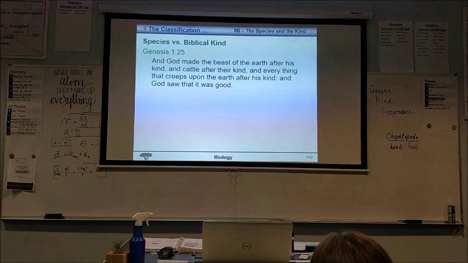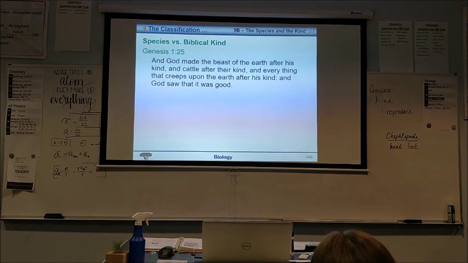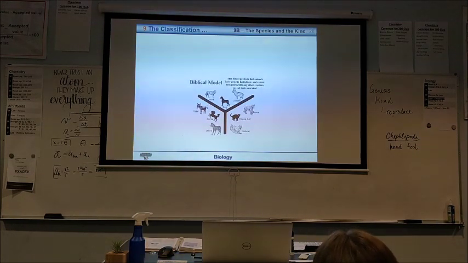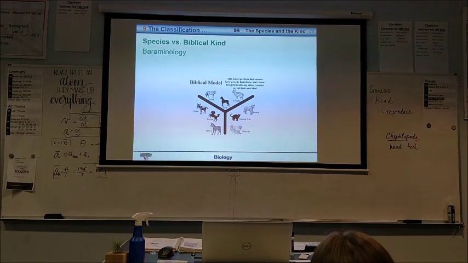"And God made the beasts of the earth after his kind, the cattle after their kind, everything that creeps upon the earth after his kind, and God saw that was very good." So the idea of kind, in other words, they reproduce the same thing that they are. Now, the only problem is what are we going to do with some animals that we have as different species that could possibly be in the same kind?